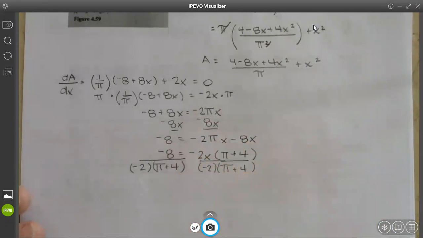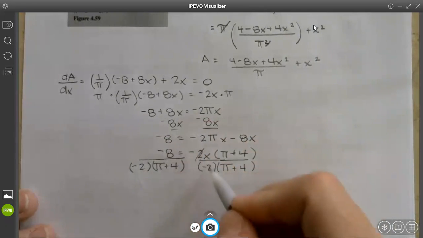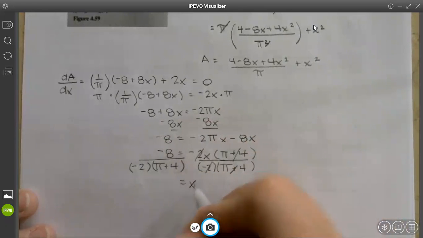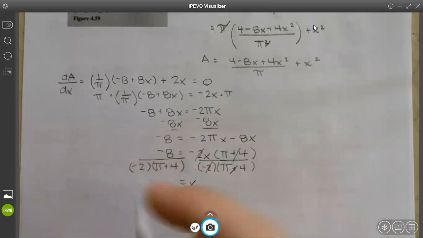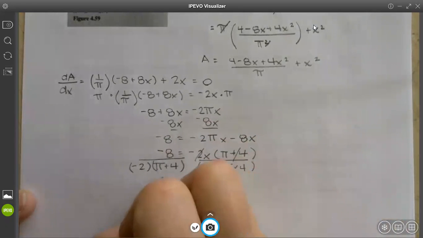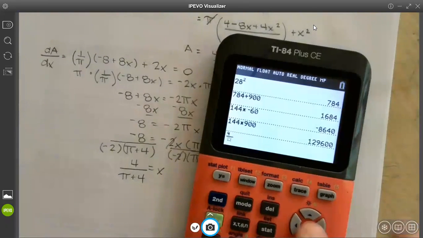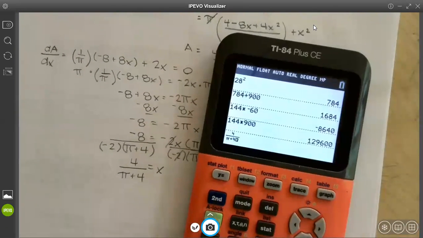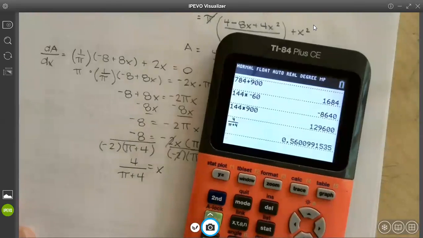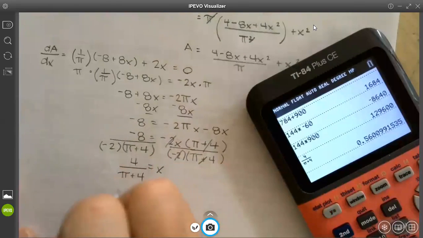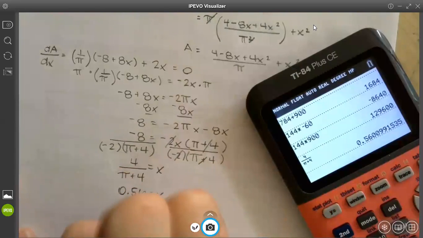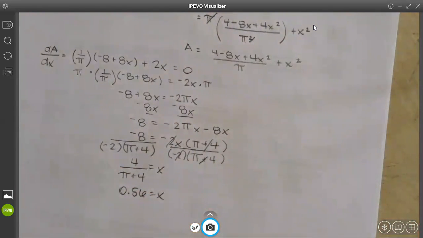What can I do now? Just to make it look easier, what can I do? These all cancel out. So I'm at x equals. I can either put it straight into my calculator, or I can reduce this -8 over -2 into 4 over pi plus 4. And I get what? 0.56, right? Y'all are doing just fine. Don't stress out. I found my critical value.